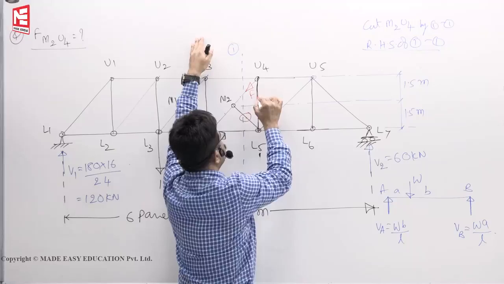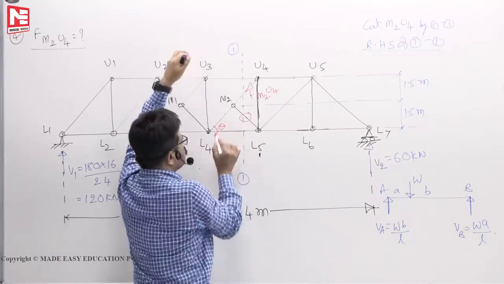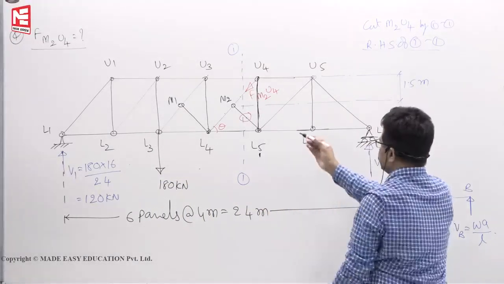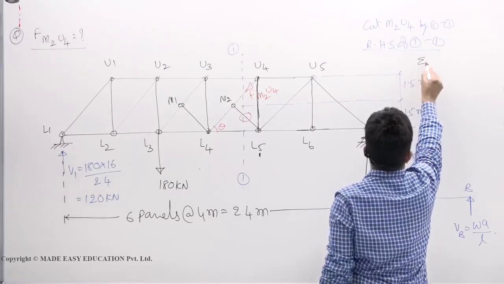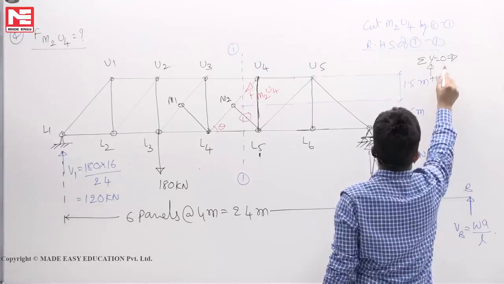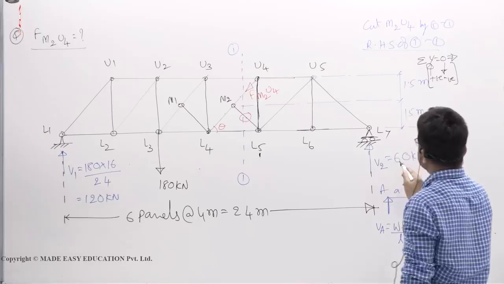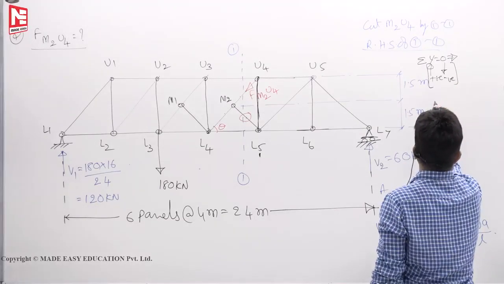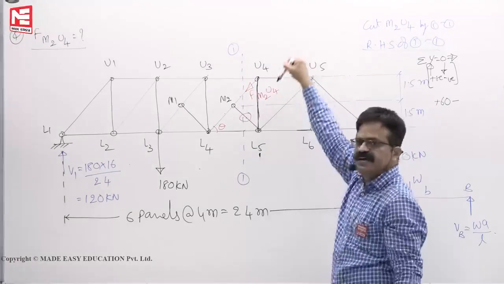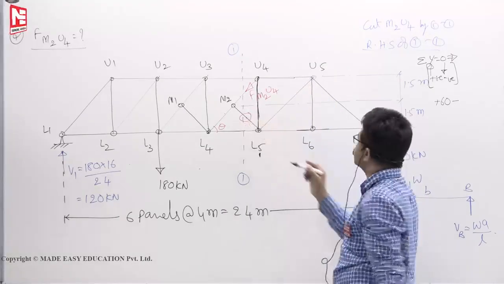This is FM2U4. This angle, let us say, theta. Now when you are writing sigma y equals 0, upward force is positive, downward force is negative. When you write sigma y equals 0, this is 60. So I have to write plus 60 minus. M2U4 is not acting vertically down, it is going inclinedly down, whose y component is M2U4 sine theta.